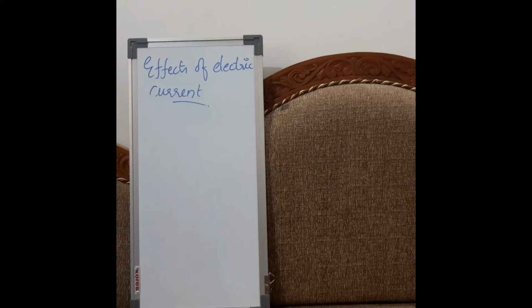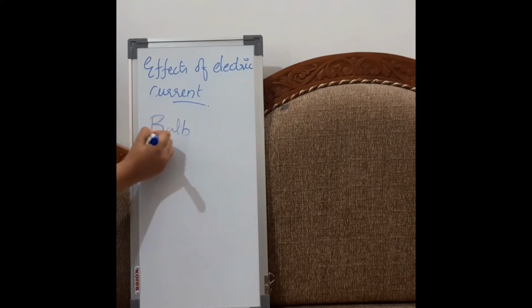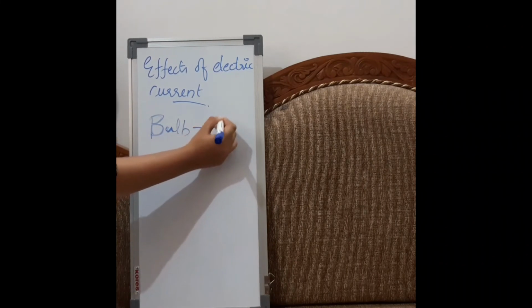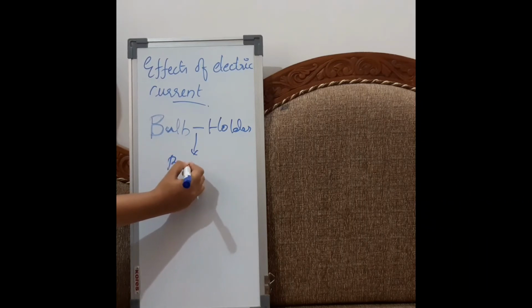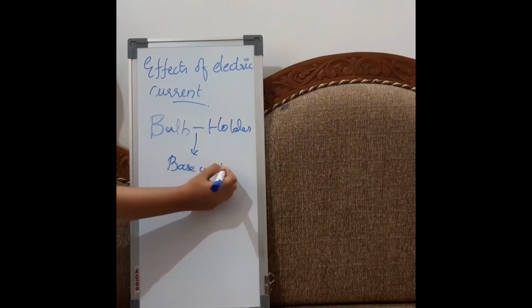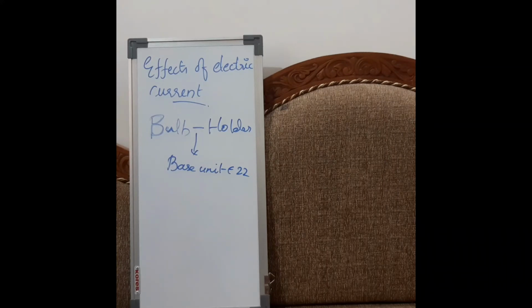Now, what is the use of base unit E22? You can see the picture in the textbook. This is the metallic part that connects the bulb to the holder. So the base unit E22 is a metallic part, and it connects the bulb to the holder.